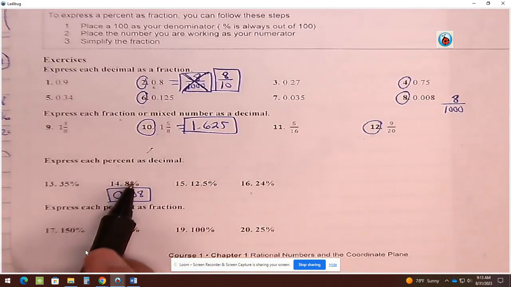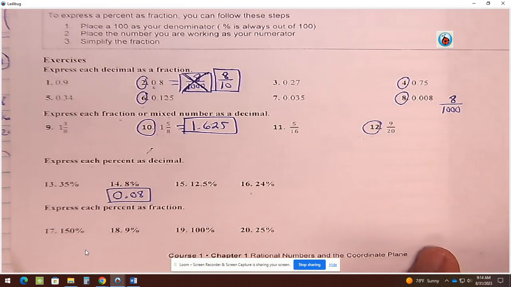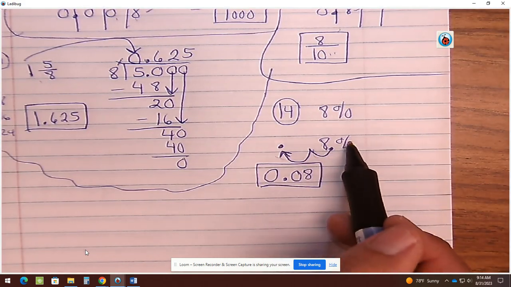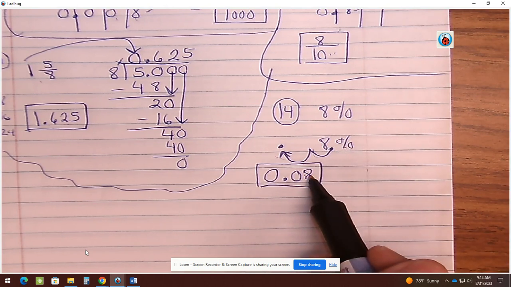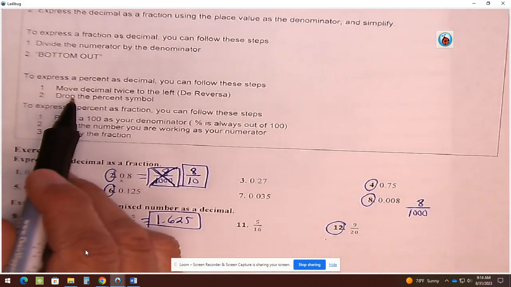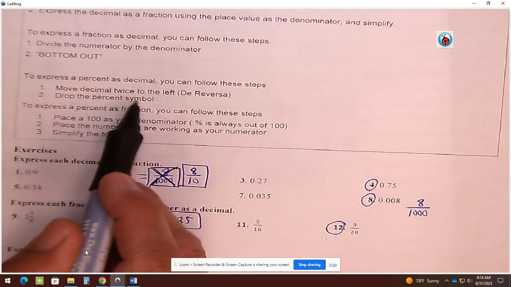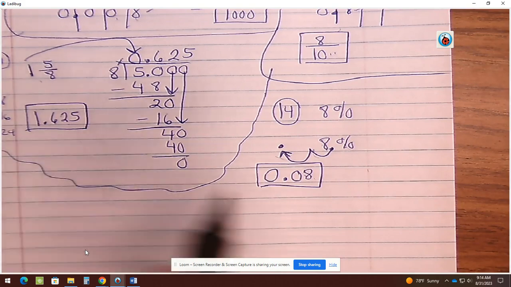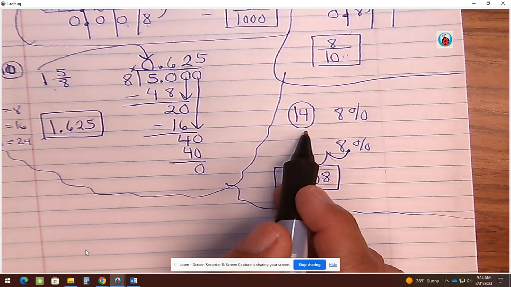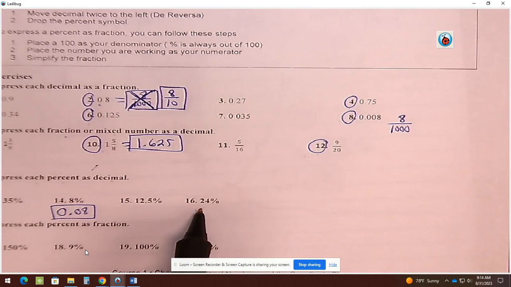So to go from a percent to a decimal, we move twice to the left. Twice to the left. And you drop the percent because we're going from percent to decimal. So don't put the percent symbol because we're going from percent to decimal. You drop it. All these notes are on the top, guys. Move twice to the left. The reversa. Drop the percent symbol. You drop it because we're changing to decimal. The way I did number 14, you're going to go home and do number 12. I mean, number 16, my bad. Number 16. So 14, you have to do 16 now by yourself.